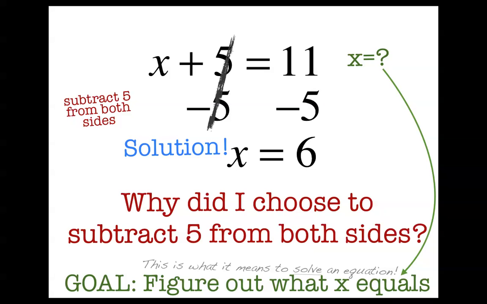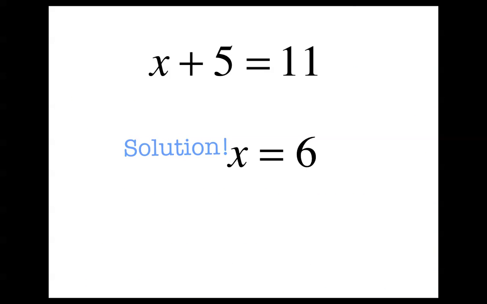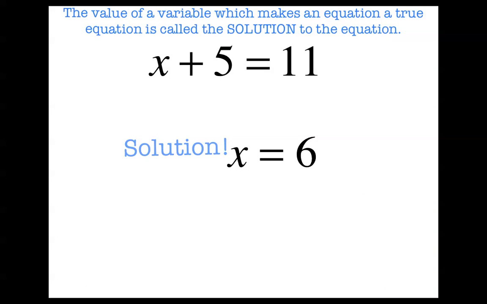Okay? So, figuring out what x equals is what it means to solve an equation. To solve an equation means find out what x equals. And that's what we did. And subtracting 5 from both sides is the technique that we used to get to our solution. Okay? But remember, the value of the variable which makes the equation true is the solution. So x equals 6 is the solution to this equation.